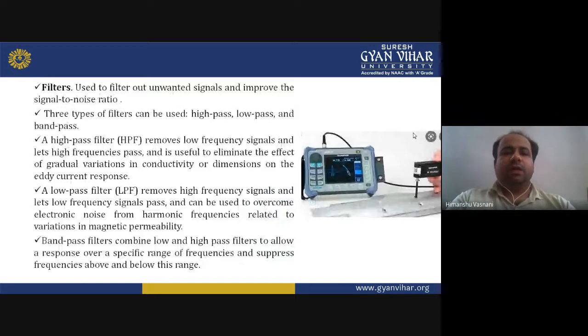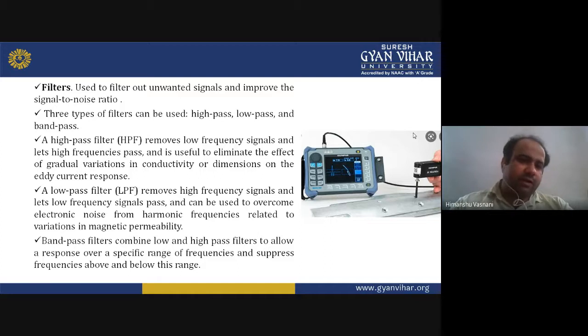Now filters. Filters are also very important because when you are testing, various kinds of signals are coming, so you need to filter them. They are used to filter out unwanted signals and improve the signal to noise ratio. Three types of filters can be used: high pass, low pass, and band pass.